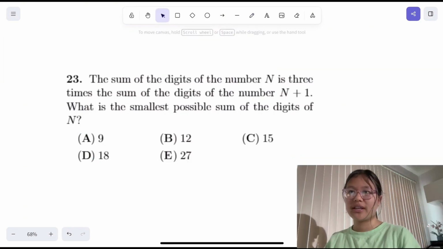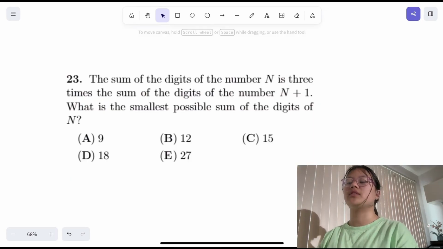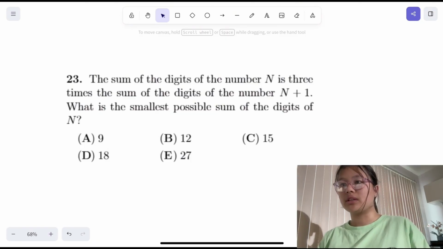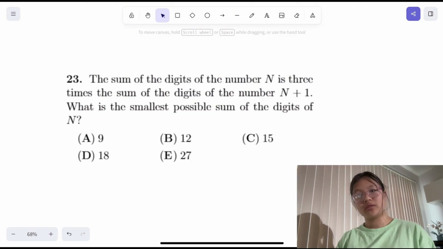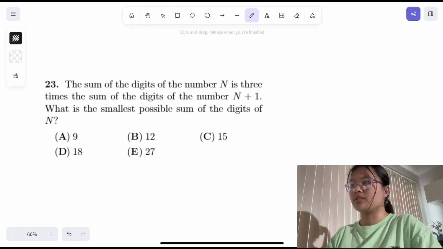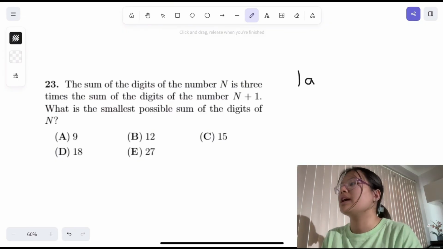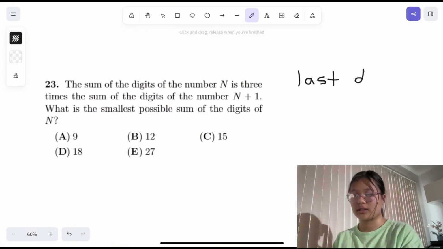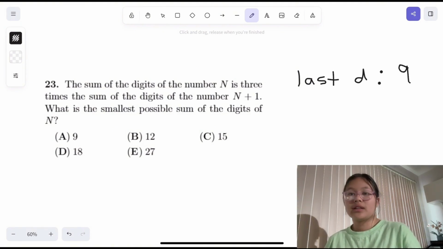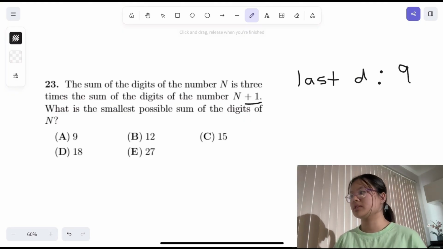Alright, number 23. The sum of the digits of the number n is 3 times the sum of the digits of the number n plus 1. What is the smallest possible sum of the digits of n? So what we know is that the sum of digits of a number is greater than those of the next larger number only if the number has 9 in the last digit. So what we can put is that the last digit is 9. I put last digit is 9. And then the next number has to be 0, so then it could be plus 1. So that's how it works.